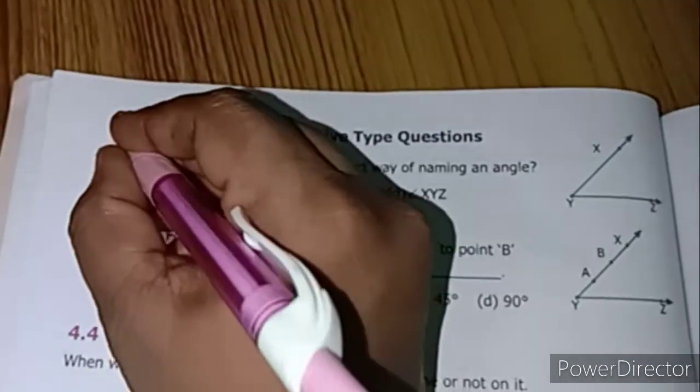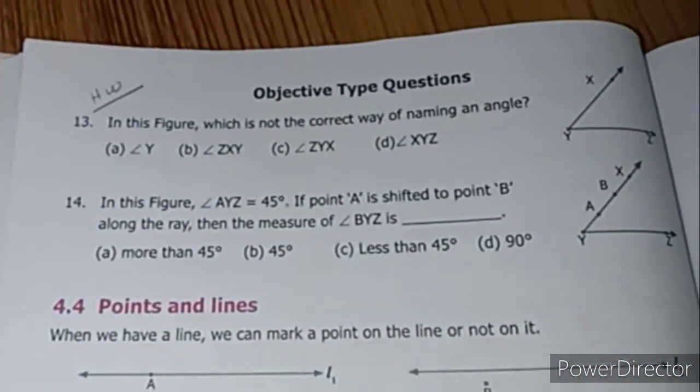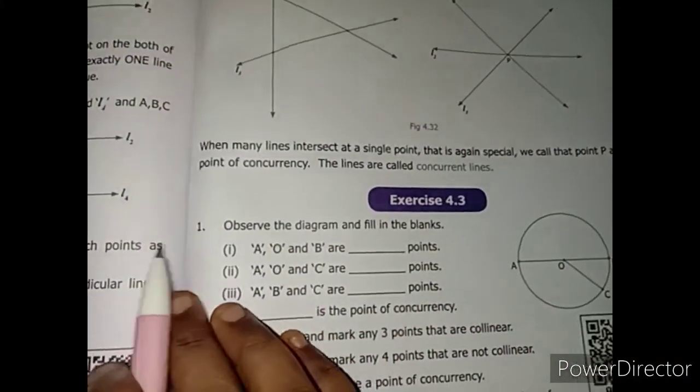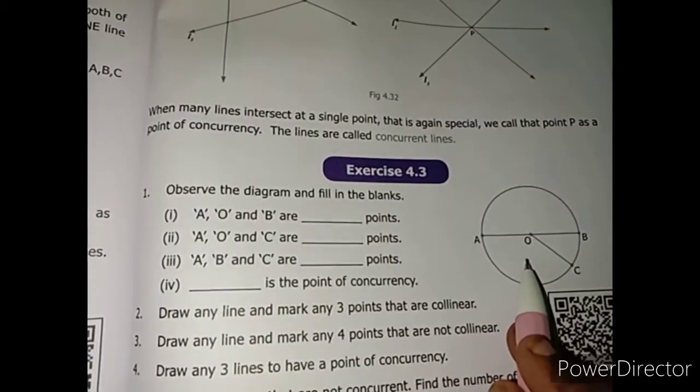So next is the objective type question. As usual, what I will tell you, it is homework. Okay, now we'll go into exercise 4.3. Now as I told you, exercise 4.3. See here the first question. Observe the diagram and fill in the blanks.